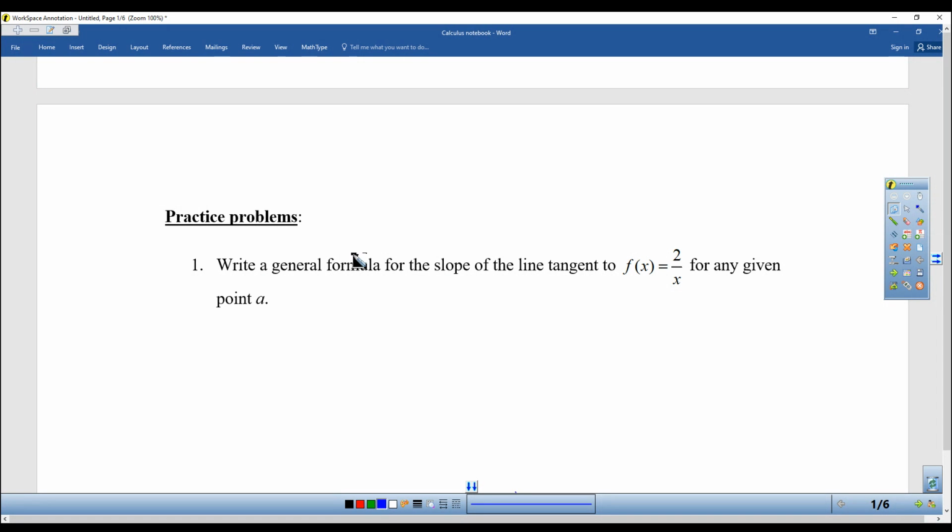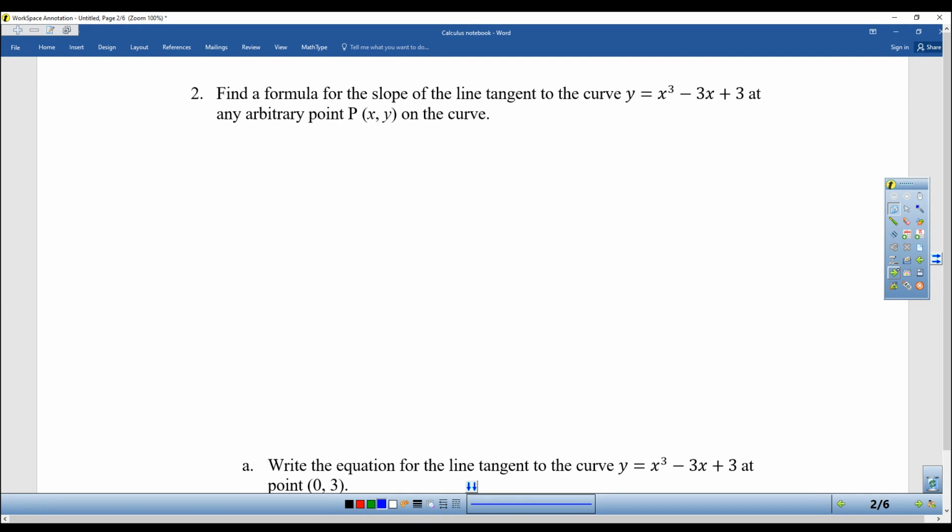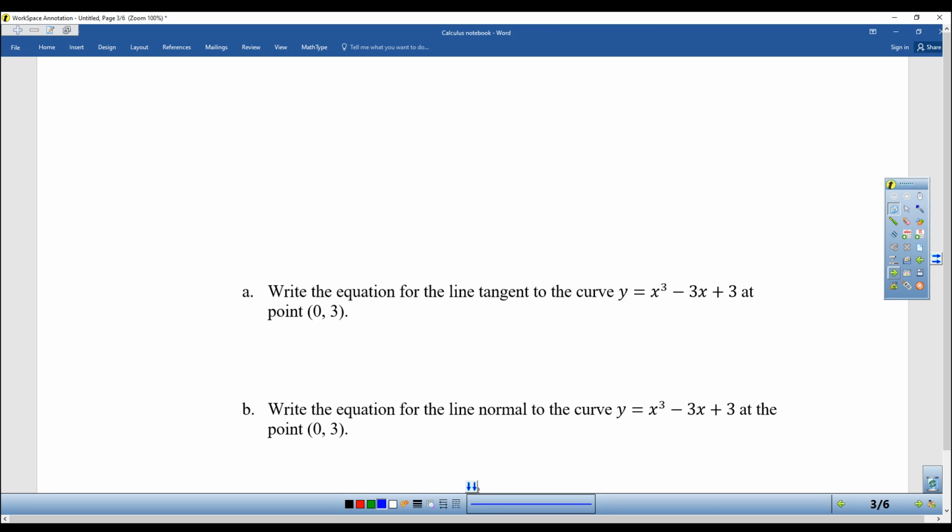The general formula for this one is -2 over a squared. For the next one, the formula is 3x squared minus 3. For the equation of the tangent line at the point 0, 3, it's y is equal to -3 times x minus 0 plus 3. In this case, that format is a little silly, so I am going to just expand that to this.